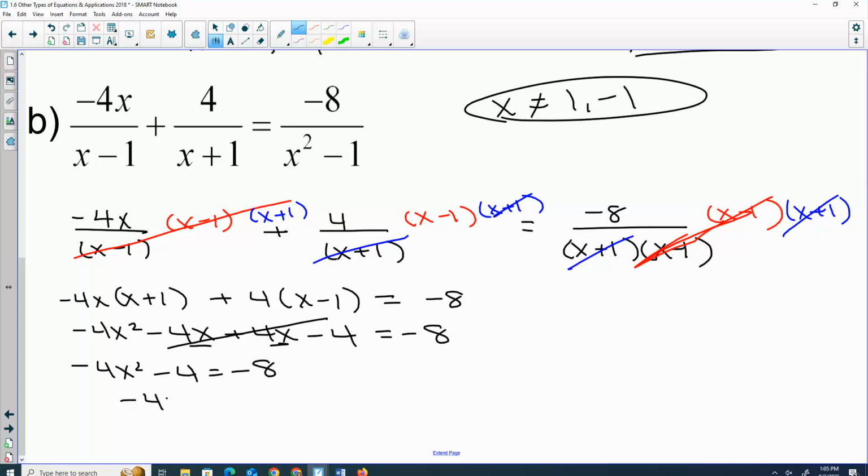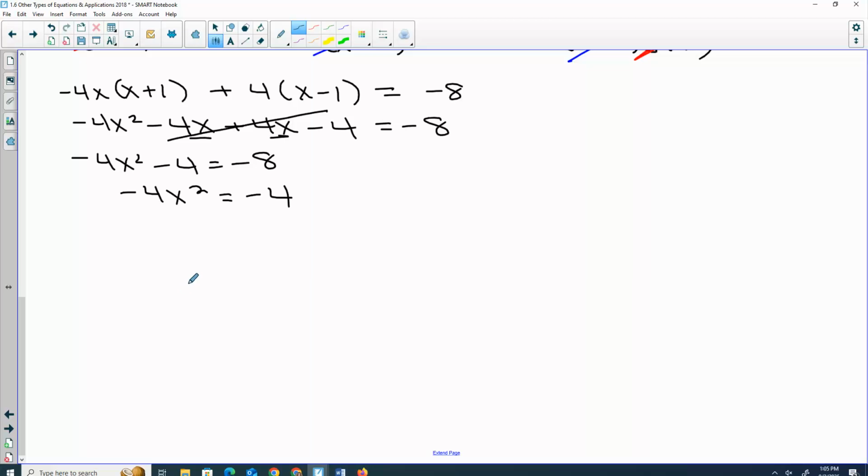If I want to add my 4 over, what would I do next? Divide by negative 4. How do you get rid of a square? And with that, we always do plus or minus. The square root of 1 is 1. Now, at the very end, we have to check ourselves. What did we write down at the very beginning that x could not be? 1 and negative 1. So what does that mean? No solution.